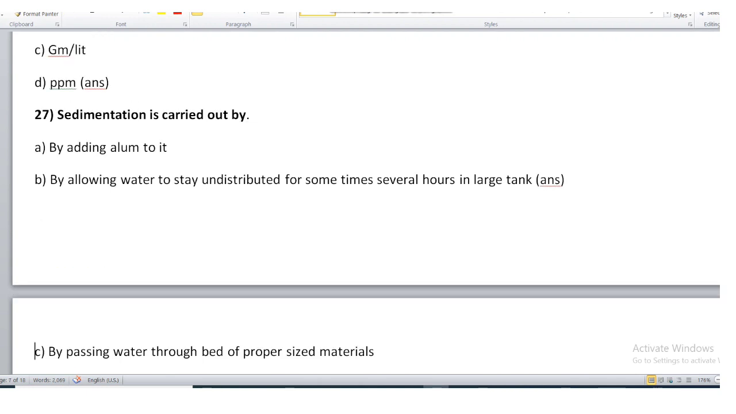Then, sedimentation is carried out by which process? By adding alum, or second, by allowing water to stay undisturbed for sometimes several hours in a large tank. This is the answer. Sedimentation is carried out by allowing water to stay undisturbed.